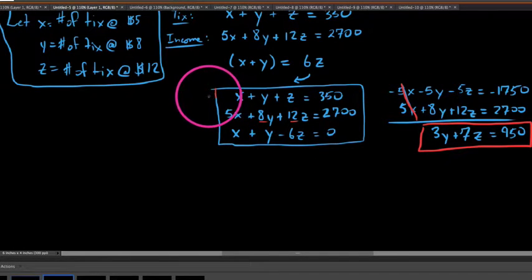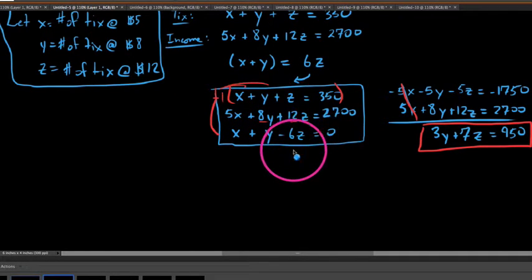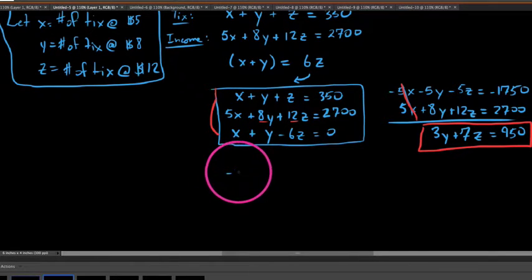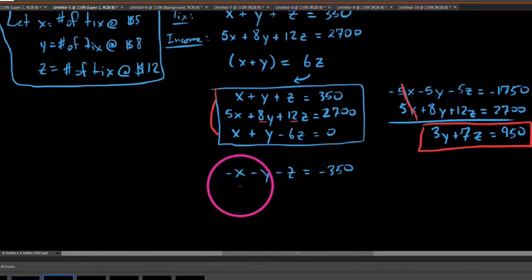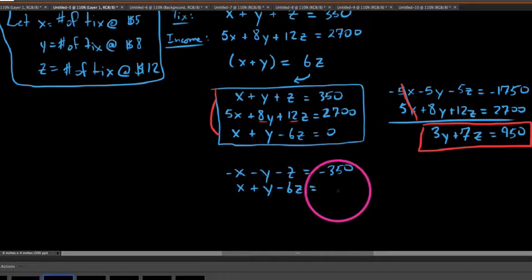So now, because I used equations 1 and 2 last time, I'm either going to use 1 and 3 or 2 and 3, and I noticed that if I were to just use 1 and 3, this would be pretty neat, because all I'd have to do is take one of these times a negative 1. And so I'm going to take my entire first equation times a negative 1 and rewrite my system. What we end up with is negative x minus y minus z equals negative 350. And our third equation was x plus y minus 6z is equal to 0.